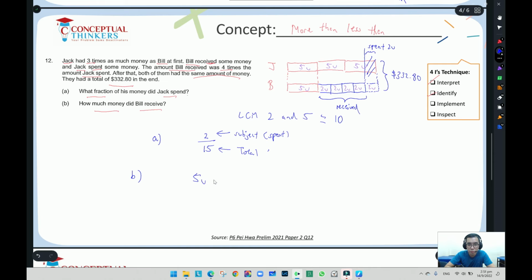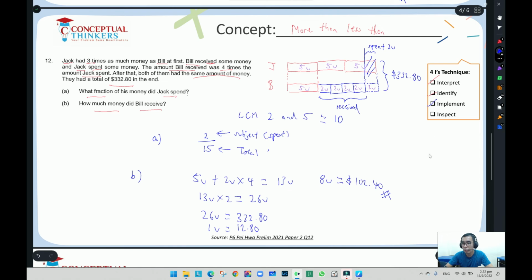So it will be 5u plus 2u times 4. So that will give me 8u here, so 13u. So 13u we need to multiply by 2 because in the end both will be equal, right? So it will be 26u. That means 26u will be linked to $332.80. So 1 unit will be equal to $12.80. Now I'm going to find out what the 8 units value is. So 8 units will be $102.40. So this will be the answer for part B.